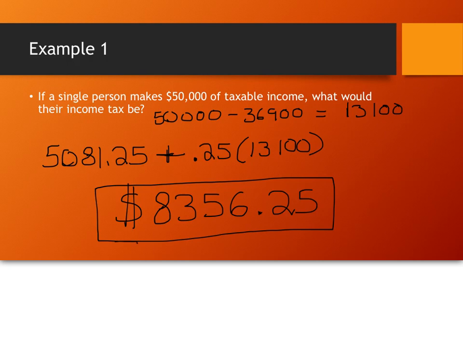And there you go. Okay? So by the way, that's what you're always going to have to do. You're always going to have to figure out which bracket you're in. Find the difference between the amount of income that you have minus the minimum amount in that bracket. That's going to be a difference. And you're always going to have some number plus a percentage times the amount over whatever the lowest amount in your bracket is.